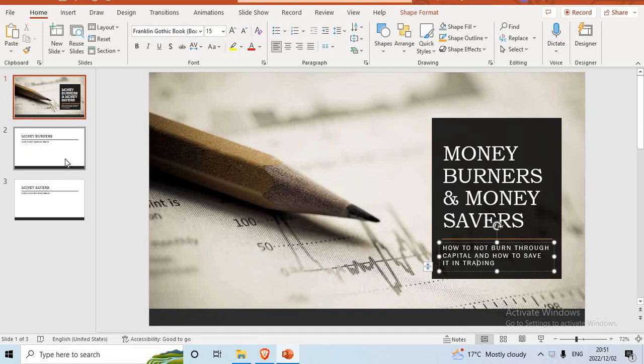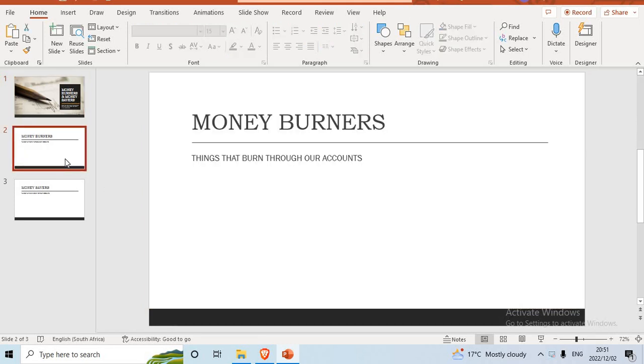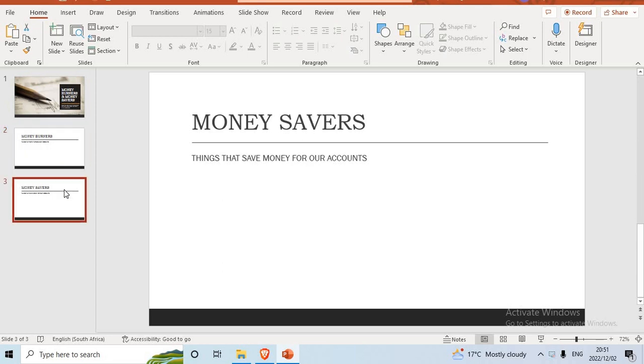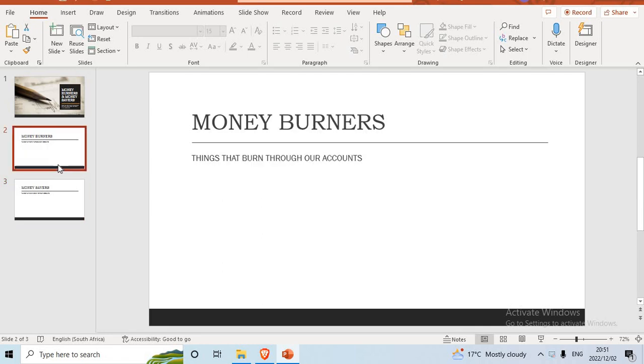We'll do this PDF together, as usual, like the other PDFs. What are money burners? Money burners are things that burn through our accounts. What are money savers? Money savers are things that save money for our accounts. So we'll start with the money burners and we'll list them as we go.